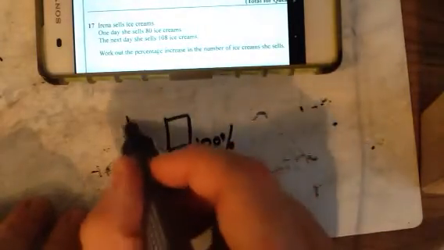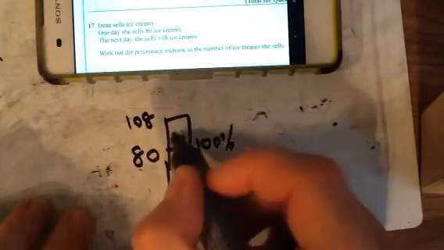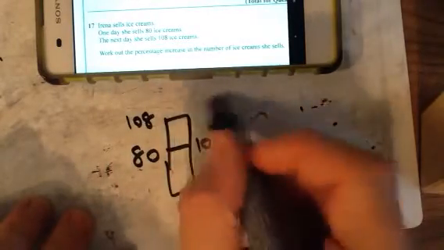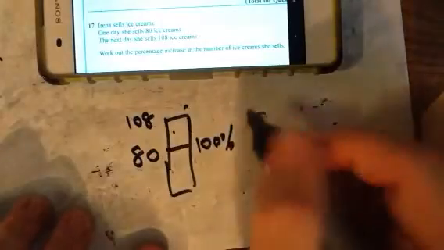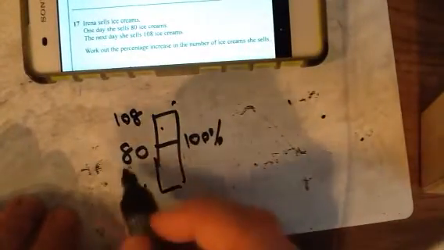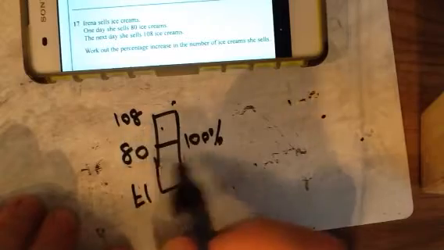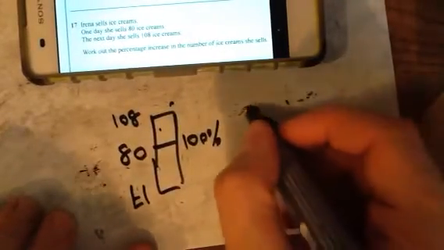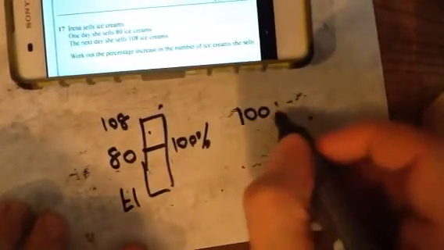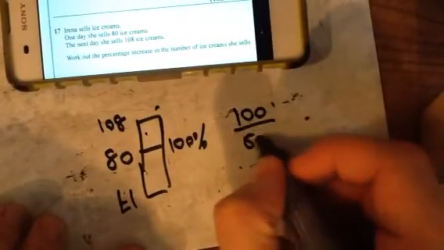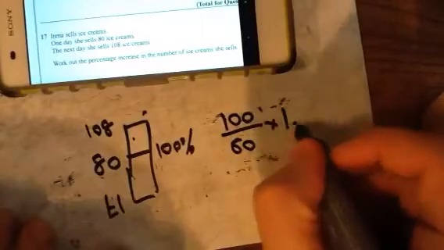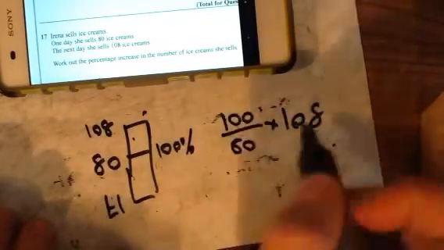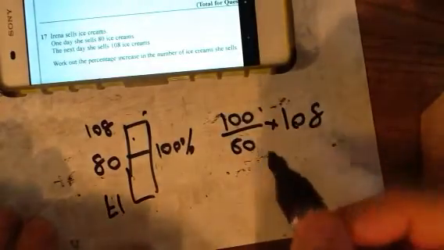And then the next day she sells 108. So we need to work out what this number is. Normally what we'd do is go to what 1% is. So I'd divide 100 by 80 to get to 1%, and then times it by 108. So I'd have to do 100, divide that by 80, and times that by 108. So we need to work out the easiest way to do this without a calculator.